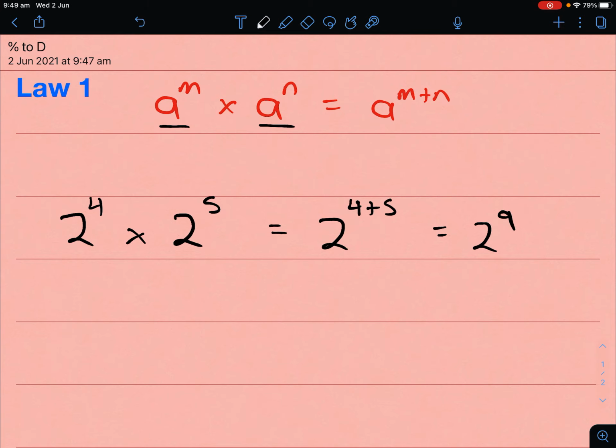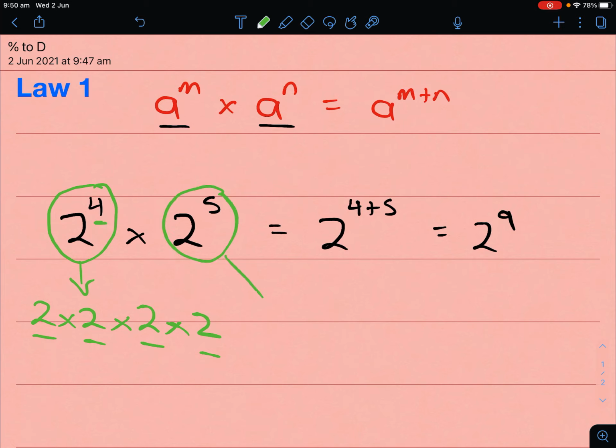Now the reason for that is, if we just take a step back for a minute and think about what this means, this is an abbreviation. Because we're a bit lazy, we don't want to have to write out the full version of this every time. The full version would look like this. 2 to the power of 4 means 2 times 2 times 2 times 2. So we've got 4 2's there all multiplied together, and that's where the 4 comes from.